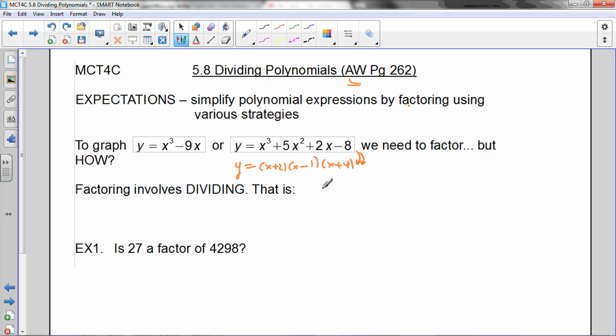Factoring is like dividing. So we know that if we had this, and you've been able to go this way for several years now, since grade 10 probably, you had some questions where you had to multiply 3 brackets and get that.